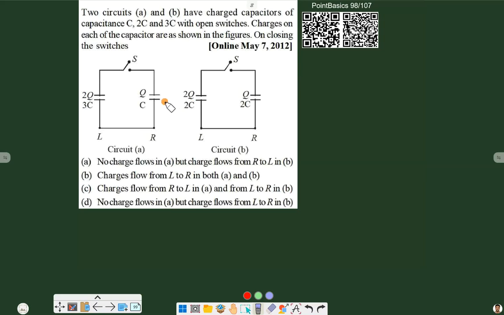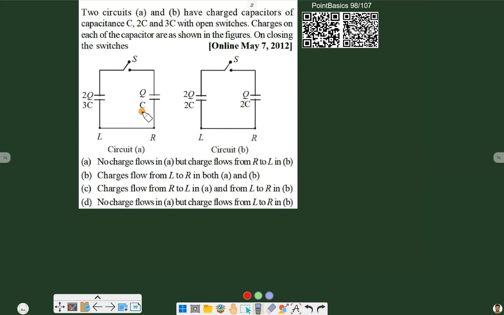Okay, so I think we have to find the direction of the charge flowing in each of the circuits. Now, as we can see from both of the figures, both of the capacitors in each circuit have some charge and their own capacitance, and we have to find the direction of the charge flowing, or we can find the direction of the current. The direction of the current will be opposite to the direction of the charge.